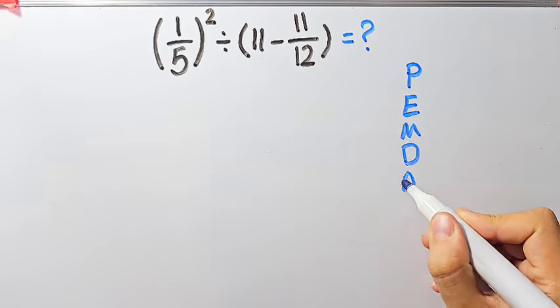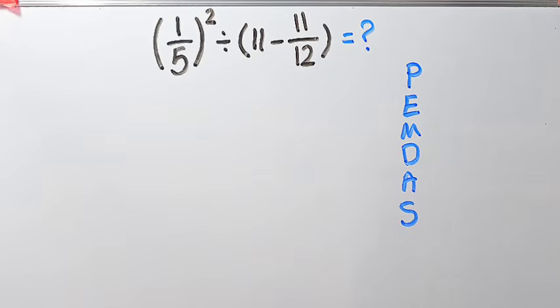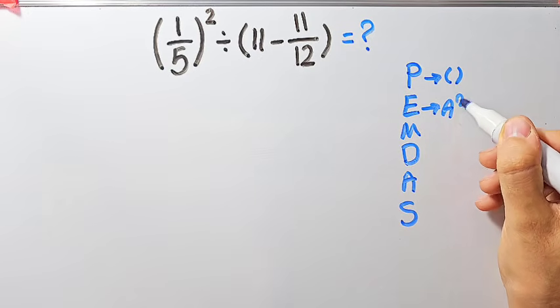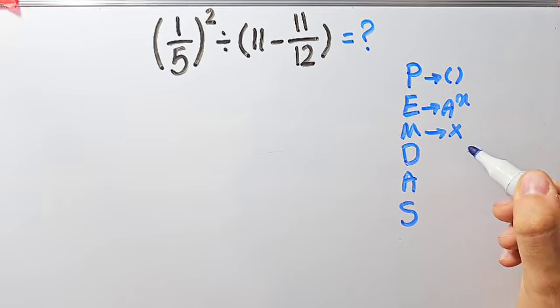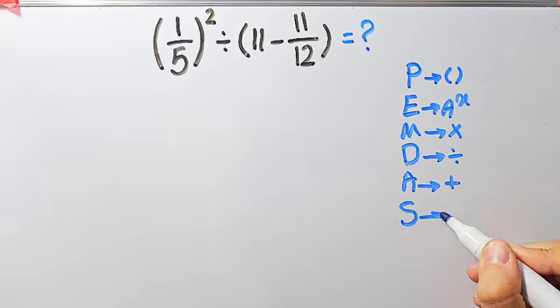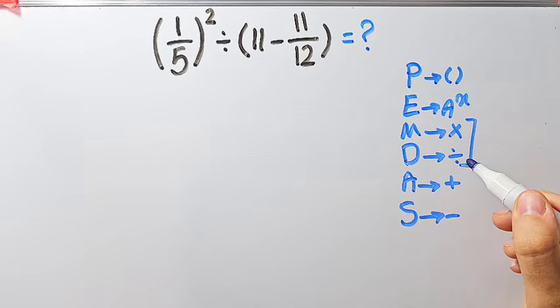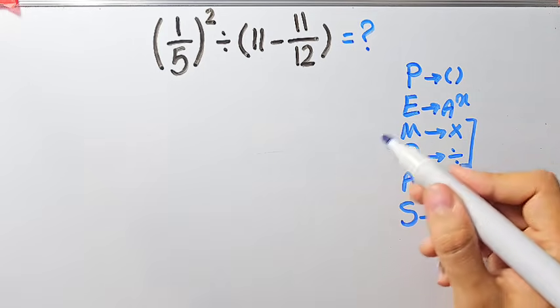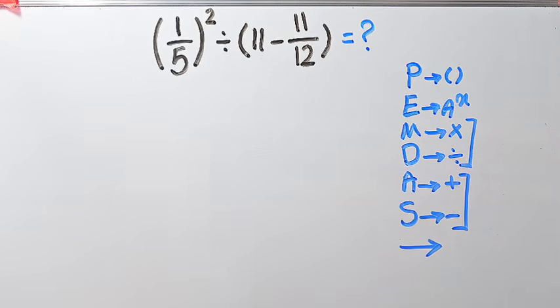PEMDAS shows the priority of the mathematical operations. If you want to get the right answer of this question, you must follow the PEMDAS rule. In the PEMDAS rule, P stands for parentheses, E stands for exponent, M stands for multiplication, D stands for division, A stands for addition, and S stands for subtraction. Multiplication and division have the same level of priority. Also, addition and subtraction have the same level of priority. When we have both in an expression, we start from the left and simplify.